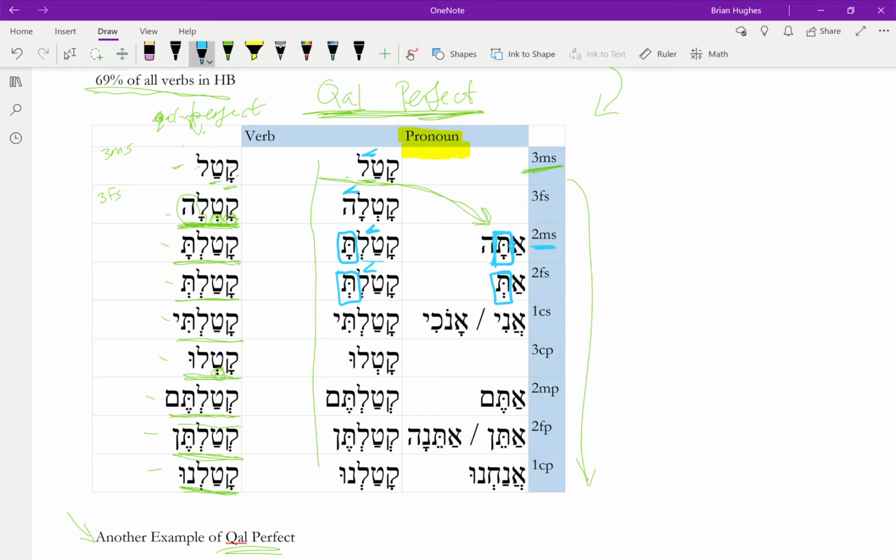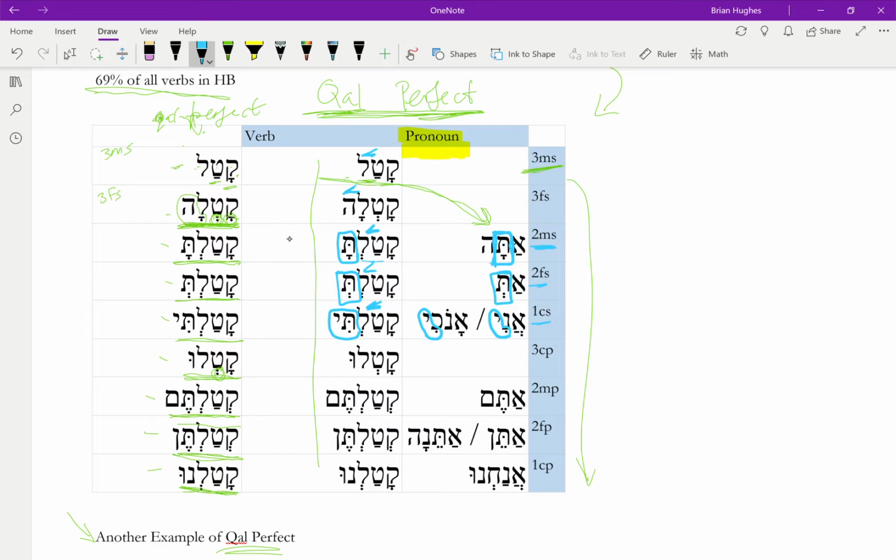So we have katalt, and again, this middle syllable gets the accent in this conjugation of the qal perfect second feminine singular. Katalti, again, is another place where the middle syllable gets the accent. And you have this tav hirek yod, which is related to the hirek yod of the short and long form of the pronoun. We're going to see that this hirek yod shows up a lot in terms of first person referentiality.